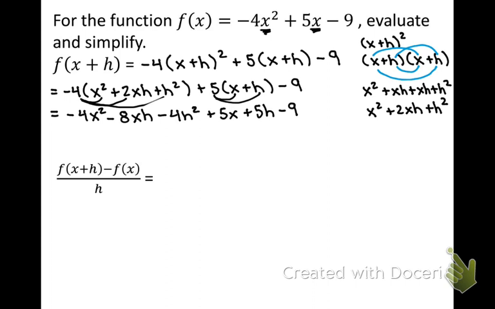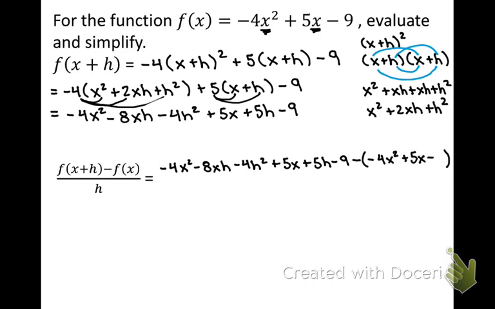All right, let's set it up. First up, f of x plus h. I am copying over what I just found. Negative 4x squared minus 8xh minus 4h squared plus 5x plus 5h minus 9. That is f of x plus h. Now I have to subtract off, and I'm going to use my parentheses, be real careful here, my f of x. Negative 4x squared plus 5x minus 9. And this whole thing ends up over h.